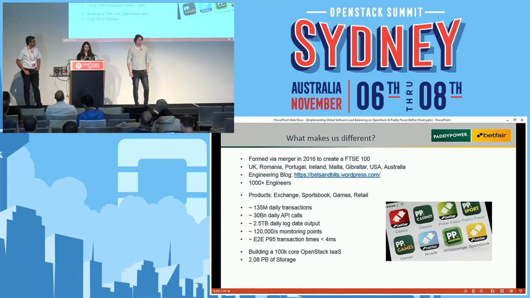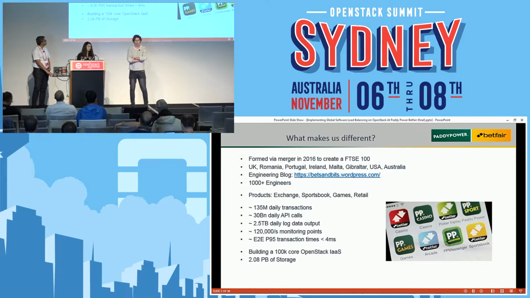Okay, so a bit about the company. Paddy Power Betfair merged in 2016 to create a FTSE 100 company. We have offices in the UK, Romania, Portugal, Ireland, Malta, Gibraltar, USA, and Australia. We have around 1,000 plus engineers. Our main products are exchange, sportsbook, and games and retail.